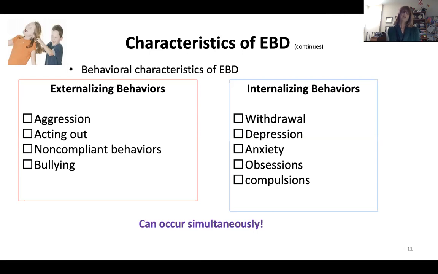So when we think about externalizing behaviors, the word external is that you see that outward behavior: aggression, acting out, non-compliance, bullying. And internalized behaviors are things that you may not see. And oftentimes it takes a trained eye to be able to understand what these look like. Social withdrawal, depression, anxiety, obsessions that may or may not be obvious, and compulsions.